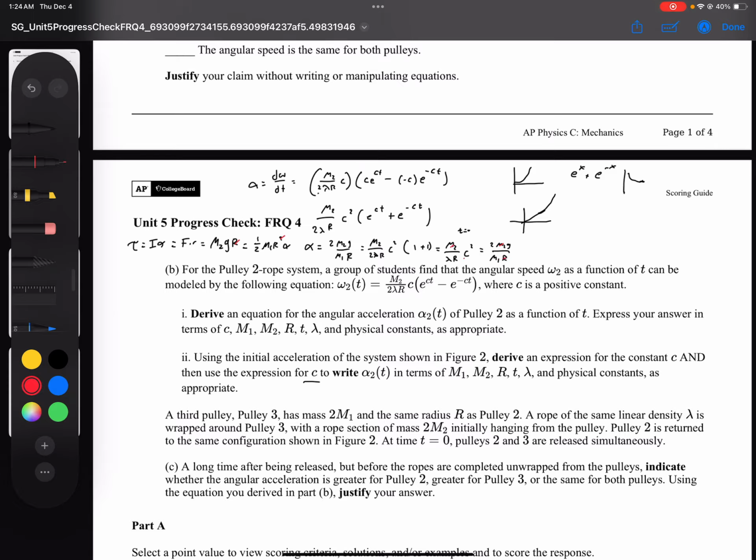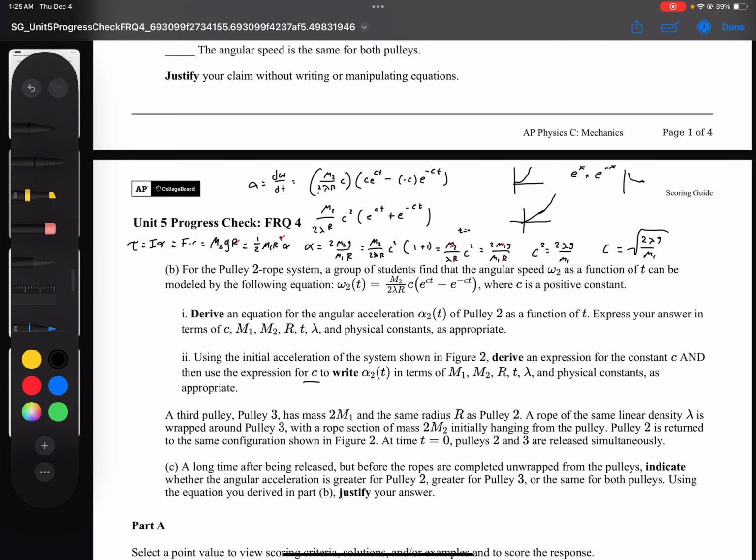One of the r's cancels out. The r cancels out over here. And then I get c squared is equal to 2 lambda g over m1, right? Let me double check that. Yeah, 2 lambda g over m1. Perfect. All right, so that means c is equal to the square root of 2 lambda g over m1.